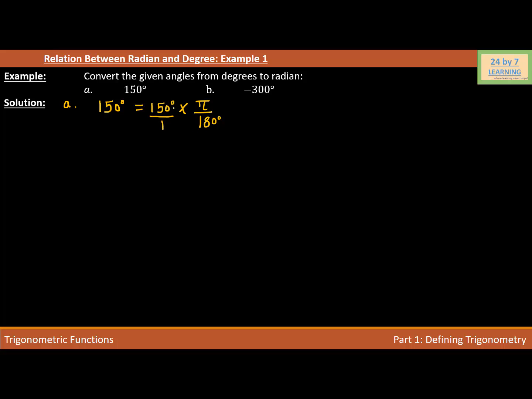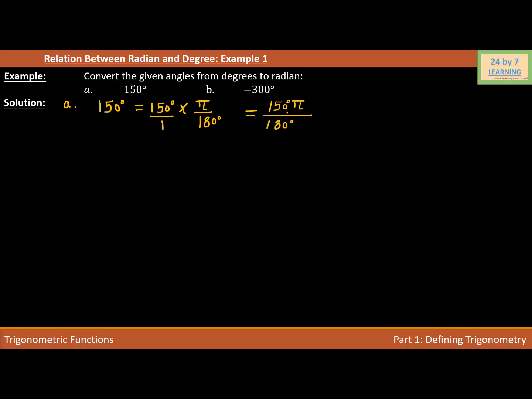Now, if you look closely, we can multiply the numerator with numerator and denominator with denominator. I'm going to multiply the numerators together first. 150 degree times pi is 150 pi. And in the denominator, I have 1 times 180 degree, which is 180 degree. And here is also the degree.